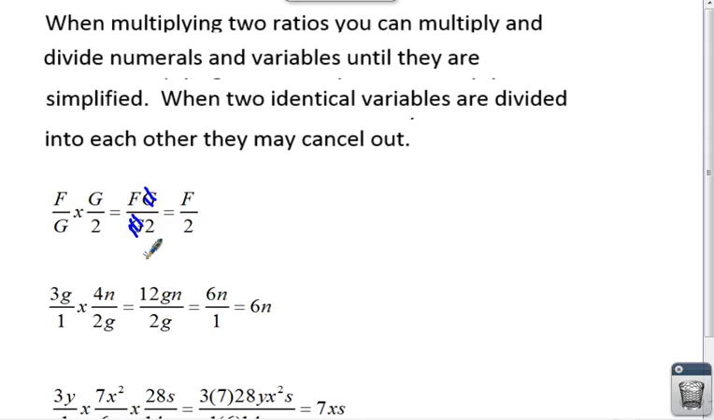In the next one we have on top 3g and 4n. So you can even just connect these together. So you have 3g times 4n. So 3 times 4 is 12, g times n. On the bottom we have 1 times 2 times g, that's 2g. And then the 12 and the 2 can be simplified down to be 6 and 1. And this g and that g cancel, and you end up with just 6n.